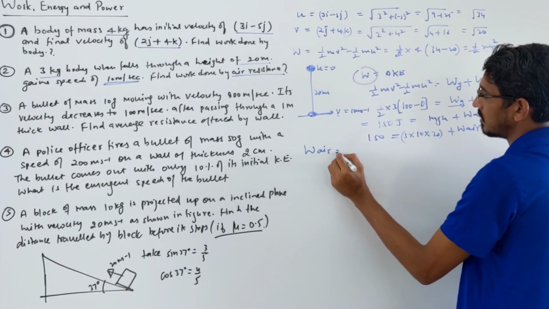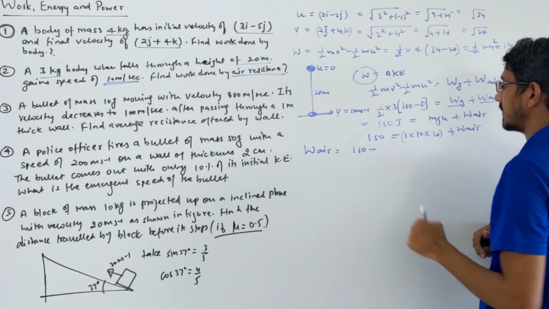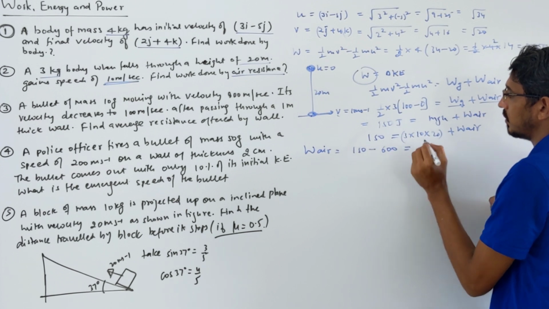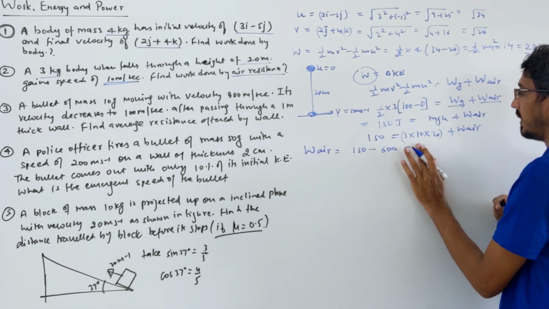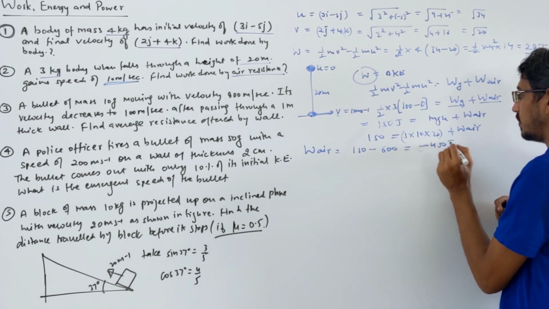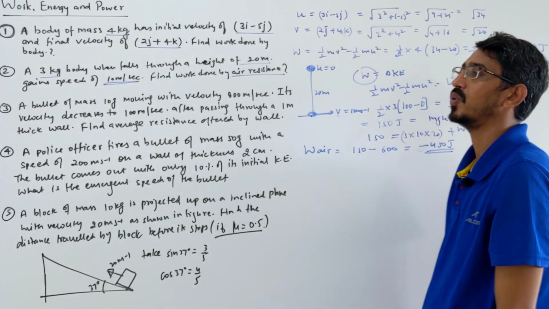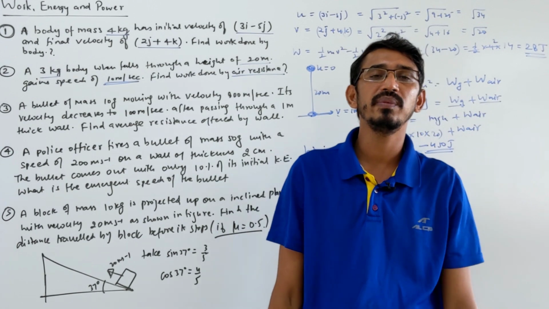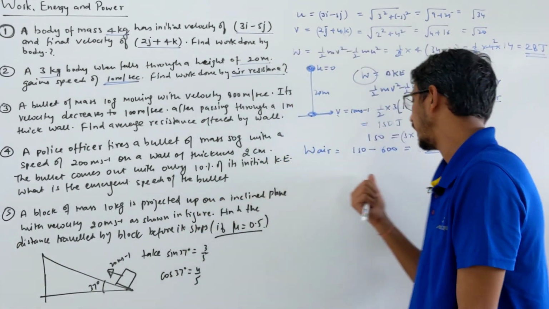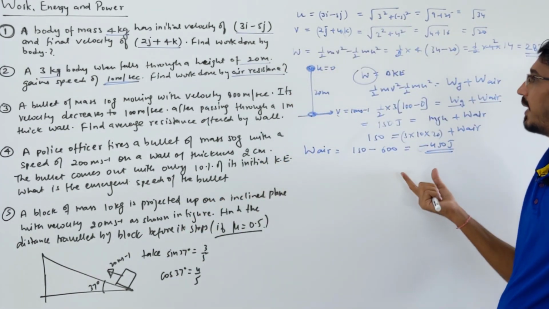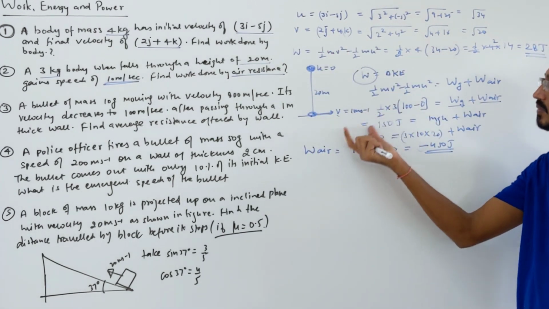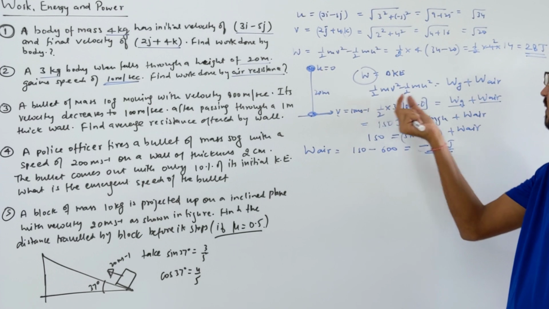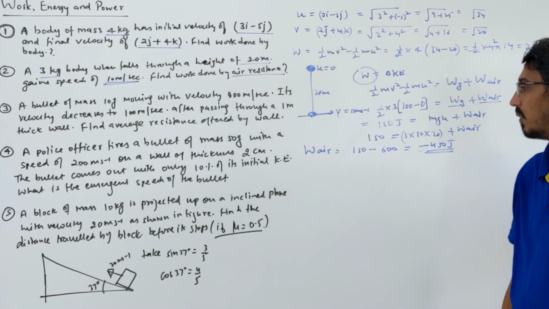Work done against air resistance will be 150 minus 600, so this will be minus 450 joule. This is the work done by the friction force. Friction and air resistance are all opposing forces, so the work done will be negative here. So you see that a negative answer is coming. Be careful: when resistance is there, the work done is against gravity plus resistance. If there is no resistance, work done is simply against gravity only.